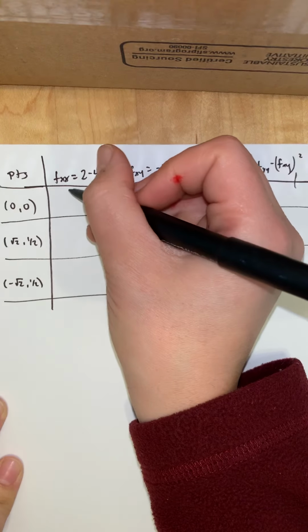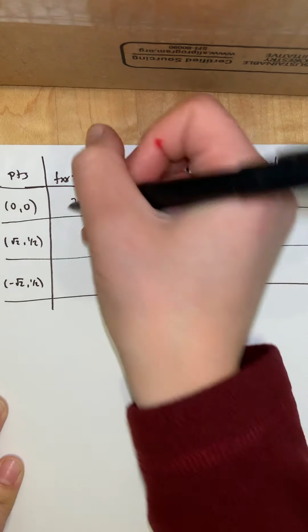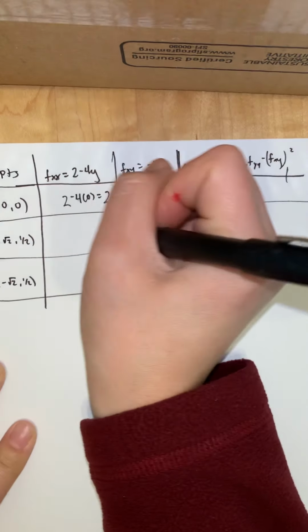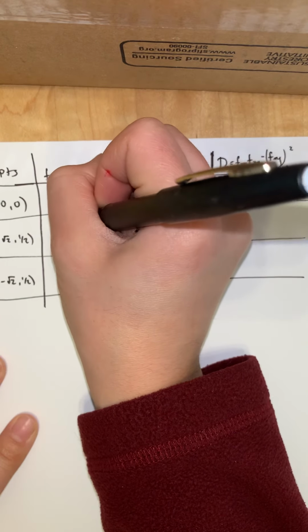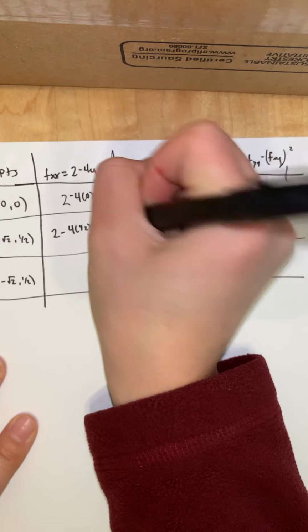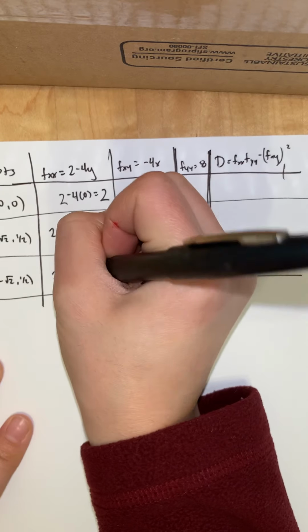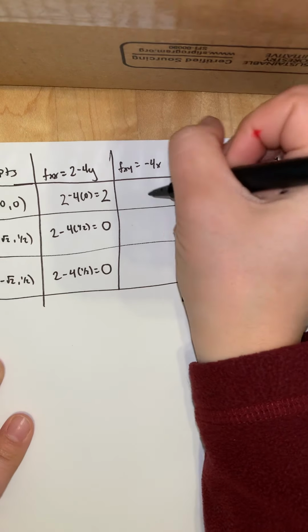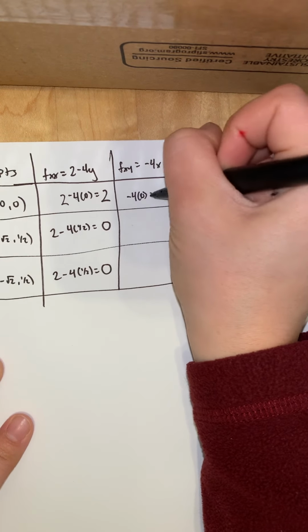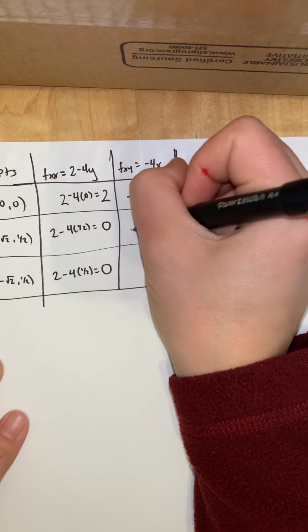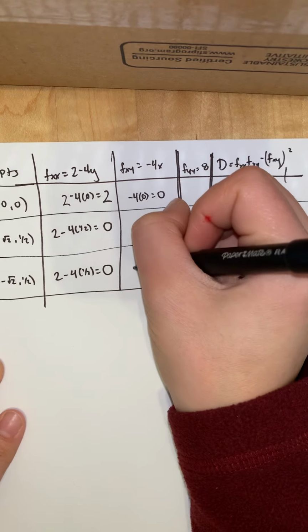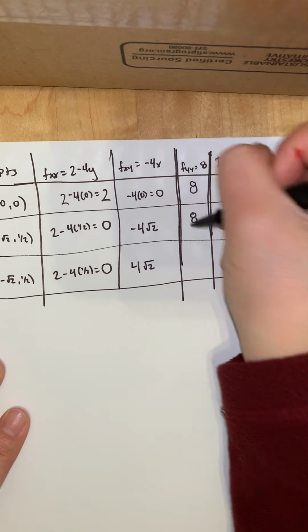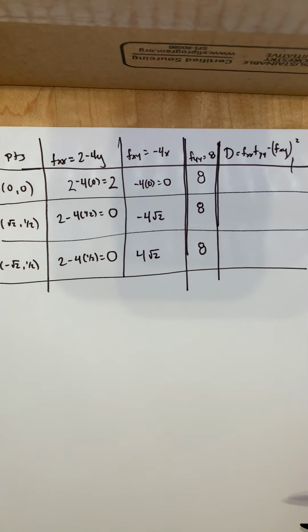So for (0, 0), fxx equals 2. Again, I get 2 minus 4 times 0, which is 2. For this guy, I get 2 minus 4 times 1/2, which is 0. Likewise for this guy, 2 minus 4 times 1/2, 0. Here for fxy, I get negative 4 times 0 is 0. Here I get negative 4 root 2. And here I get positive 4 root 2. Some negatives cancel out. Fyy is just 8, so that will be 8 all the way down.